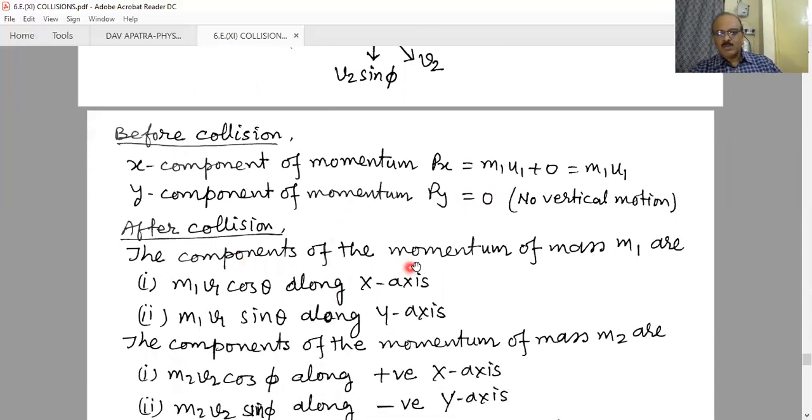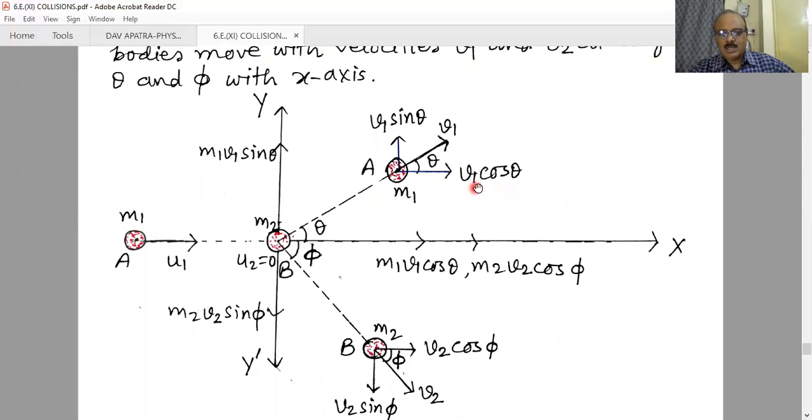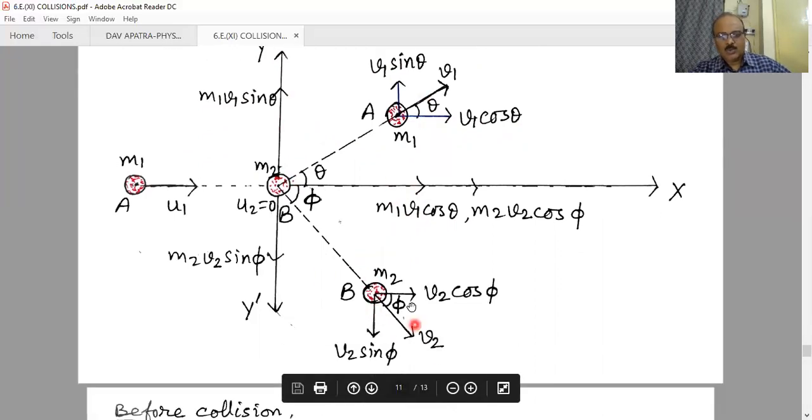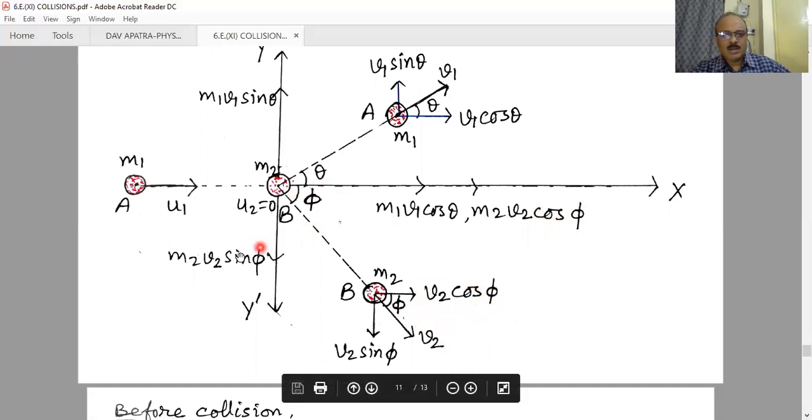After the collision, consider the components of momentum of mass m1. From the figure, v1 cos theta is the x component of the velocity, and v1 sin theta is the y component. Similarly, m1 v1 cos theta is the x component of momentum, and m1 v1 sin theta is the y component of momentum after the collision. Also for the second object, m2 v2 cos phi is the x component of its momentum, and m2 v2 sin phi is the y component, but it is along the negative y-axis.